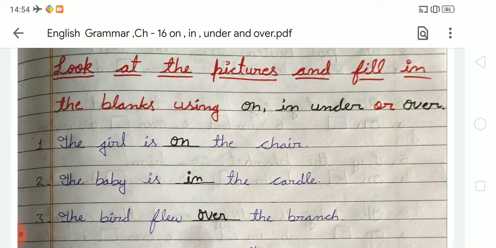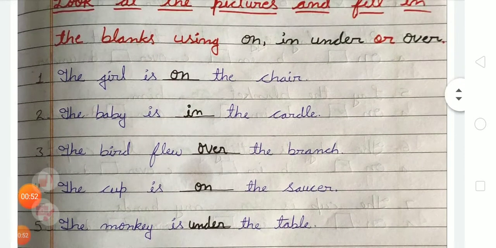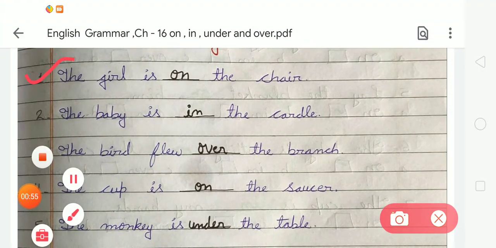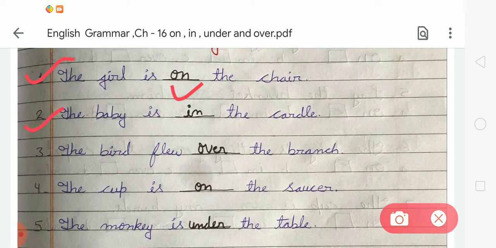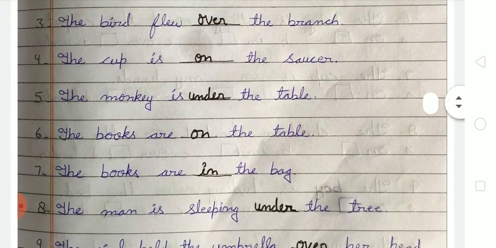So students, here is the first. The girl is dash on the chair, so we have to use on. Next, the baby is dash the cradle, so we have to use in. In number three, the bird flew over the branch, so we have to use over. Next, number four, the cup is on the saucer. And number five, the monkey is dash the table, so the monkey is under the table.